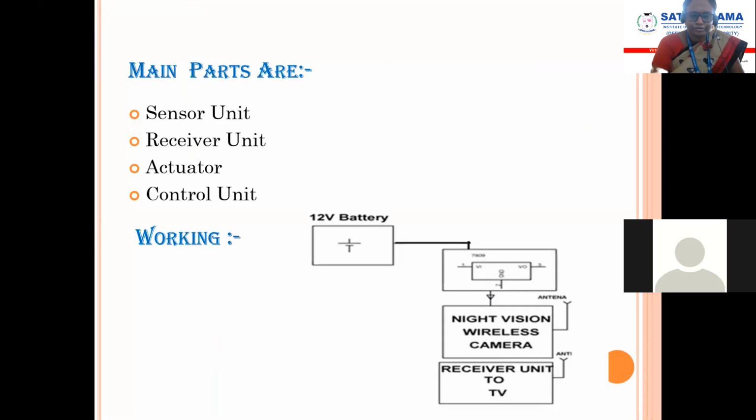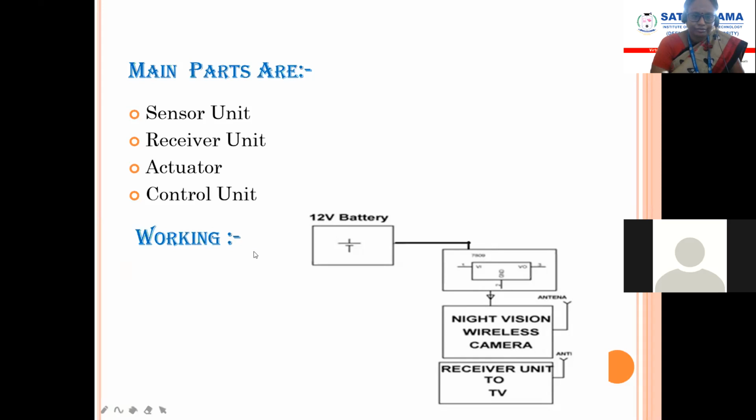Next, the receiver unit. The robot consists of a receiver unit to receive from the controlling unit, and thus the robot will move in the forward or backward direction. Next, actuator. We know that an actuator is a machine that is responsible for moving or controlling a system. Here in this robot, the actuator consists of two DC motors used for moving the robot. Next, the controlling unit. As this spying robot is remotely controlled by a human, and here the camera is wireless, this controlling part consists of an encoder, RF module, microcontroller, and a decoder.